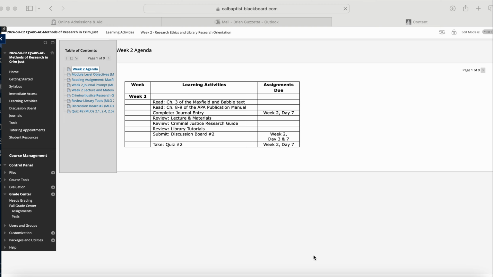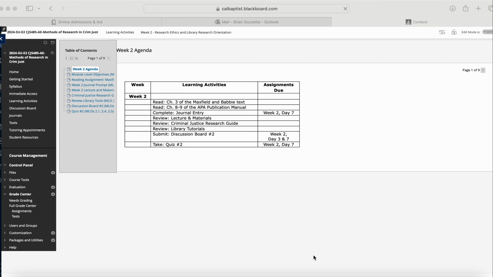For some of you, that Chapter 8 and Chapter 9 out of the APA publication manual, some of you might have that book, or some of you can easily access that information. Hopefully APA standards are nothing new for you, and you are well prepared for our APA standards, as these are the same standards that we use in all of our curriculum here at CBU.